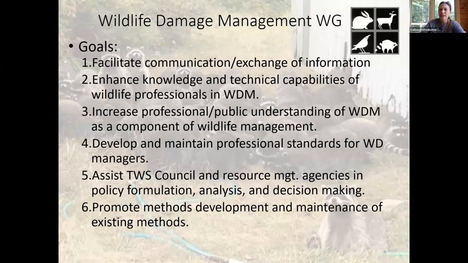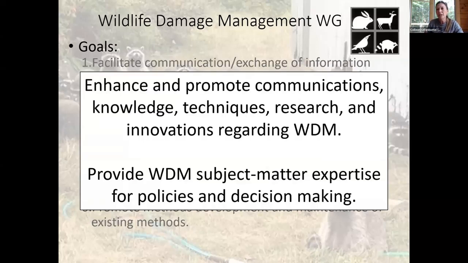And our working group has several goals, and related to those goals, we have several objectives. Now, I'm not gonna read through all these goals, just for the sake of time and also not to bore you. But in a nutshell, our working group's goal is to enhance and promote communications, knowledge, techniques, research, and innovations regarding wildlife damage management, as well as provide wildlife damage management subject matter expertise for policies and decision making. If you want to read more about our goals and our objectives, please go to our website, which is wildlife.org/WDMWG.